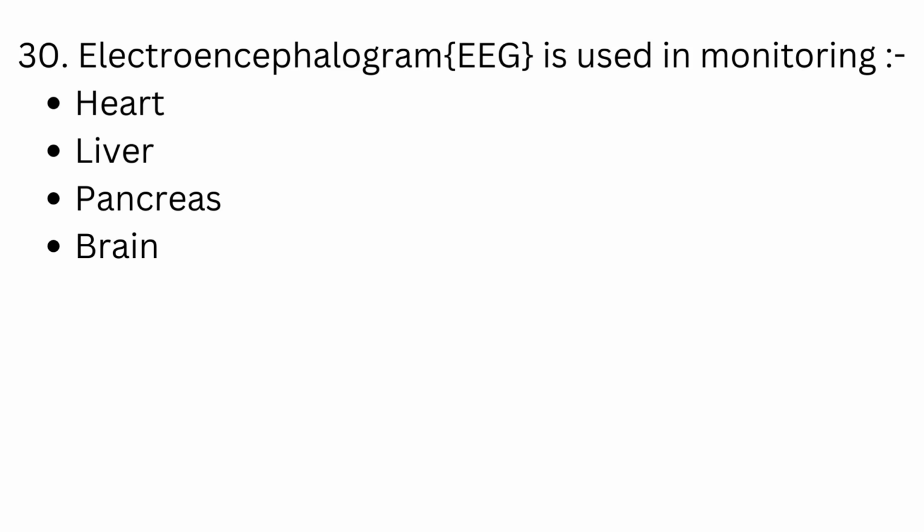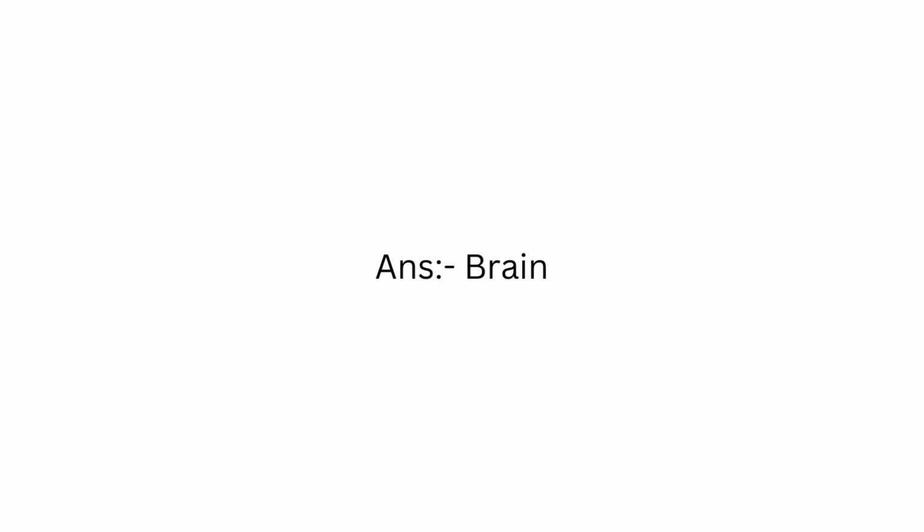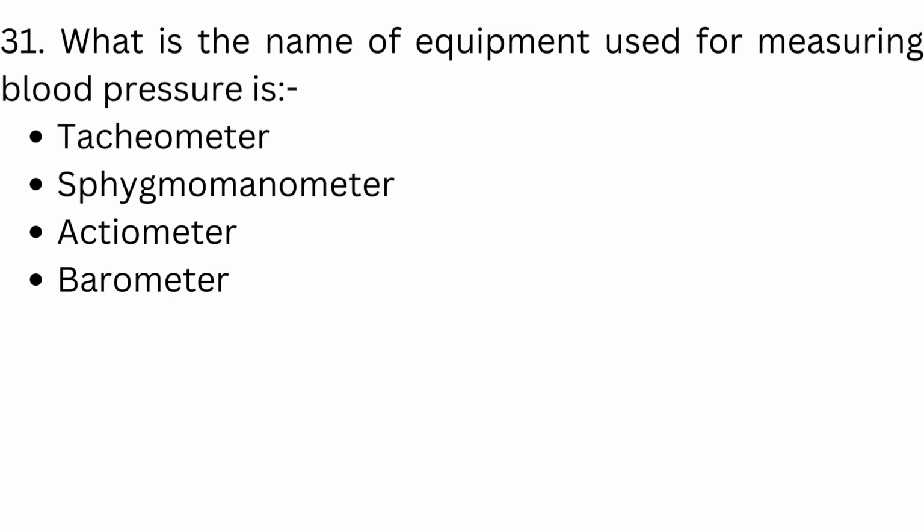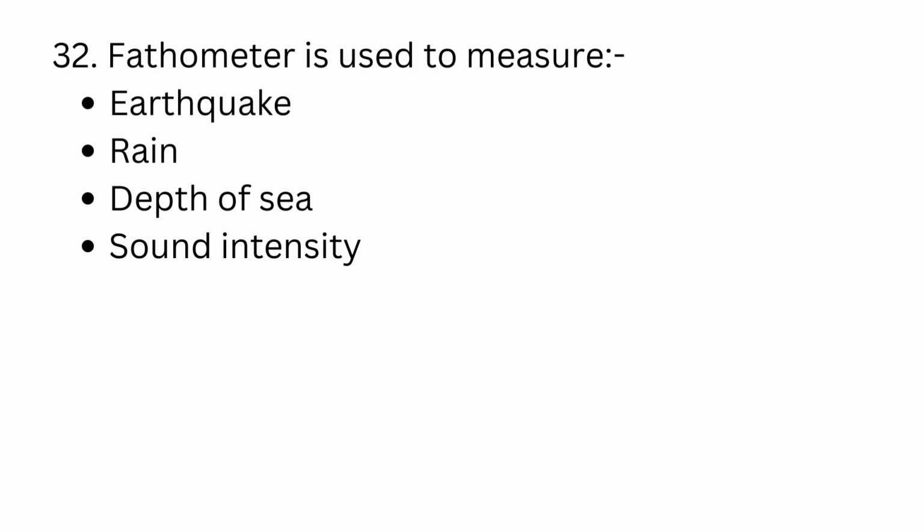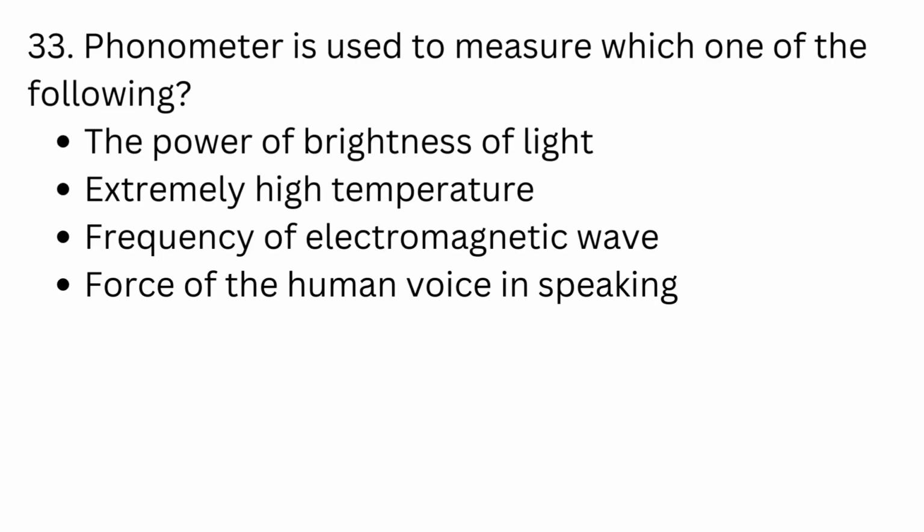Next question is, electroencephalogram EEG is used in monitoring. Options are heart, liver, pancreas, brain. And the right answer is brain. Next question is, what is the name of equipment used for measuring blood pressure? Is it tacheometer, sphygmomanometer, actiometer, or barometer? And the right answer is sphygmomanometer. Next question is, fathometer is used to measure, options are earthquake, rain, depth of sea, sound intensity. And the right answer is depth of sea.